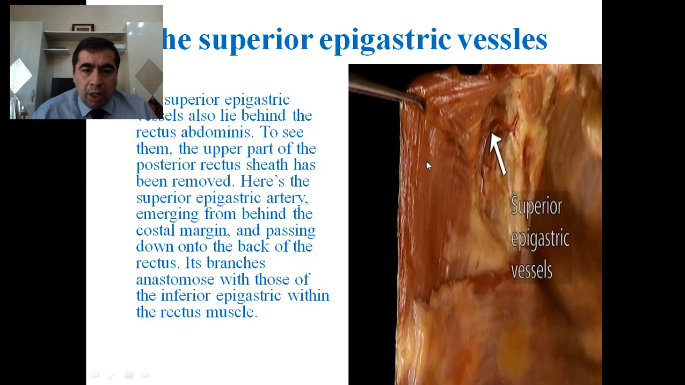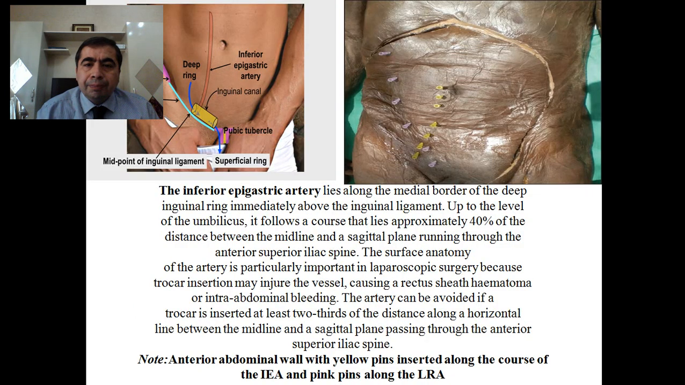Here's the projection of the lateral rectus abdominis muscle here, and it's the way of the inferior epigastric artery. The surface anatomy of the artery is particularly important in laparoscopic surgery because the trocar insertion may injure the vessel, causing the rectus sheath hematoma or intra-abdominal bleeding. The artery can be avoided if a trocar is inserted at least 2/3 of the distance along the horizontal line between the midline and the sagittal plane, passing through the anterior superior iliac spine.